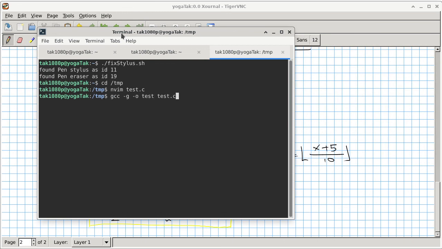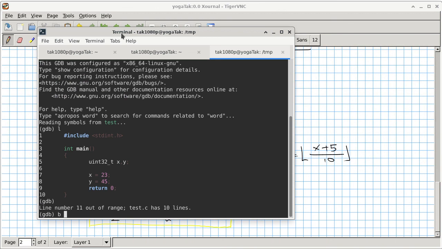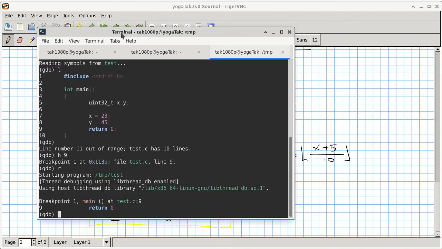gcc -g -o test test.c, gdb test. All right, put a breakpoint on line 9, run the program. I'm just using the program to give me two unsigned 32-bit integers. That's all I'm doing here. All right, so we're going to set x to be a particular value. So let's just say that x is the same x as in the comparison here.